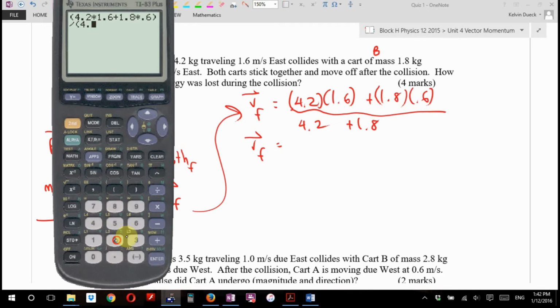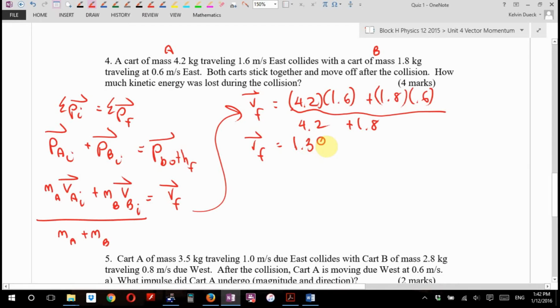Bracket 4.2 plus 1.8. Do you get a final speed of 1.3? Nice. Which is not what this question wanted me to find. This question wanted me to find the loss in kinetic energy. Well, really, it's asking me to find the change in kinetic energy because I lost, which is going to be final minus initial.